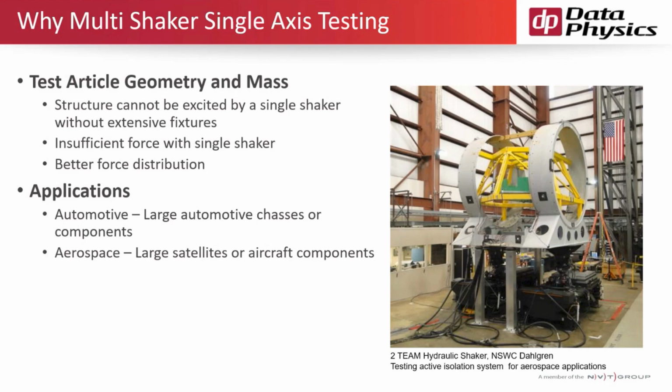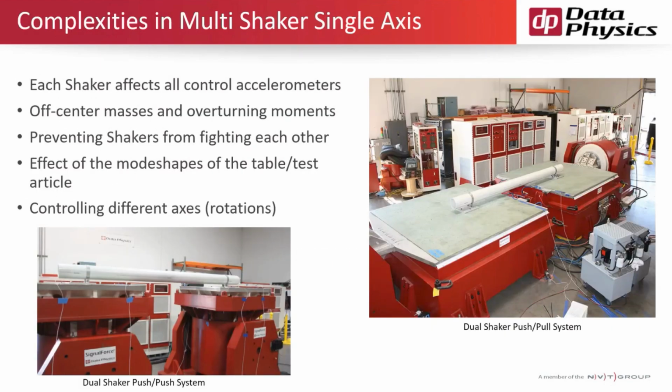So some of the typical applications for this type of test are in the automotive industry with large automotive chassis or large automotive components that are too massive or too large to fit on a typical single shaker, or in the aerospace industry for satellite or aircraft components that obviously can be very large and getting larger as the years go on. Satellites are getting larger and larger, and you need larger and higher force shakers to sufficiently dynamically test those test structures.